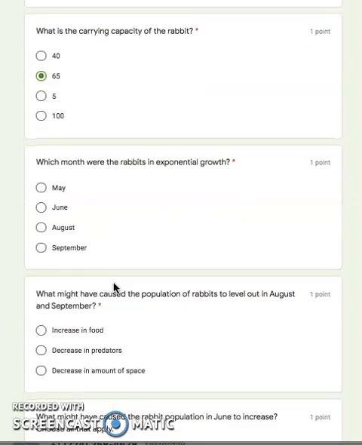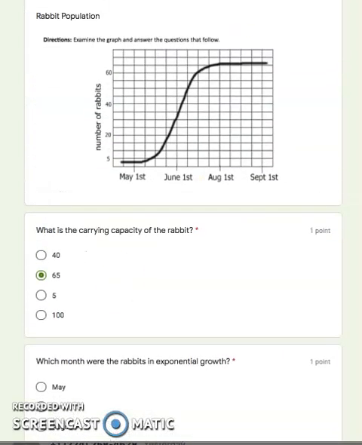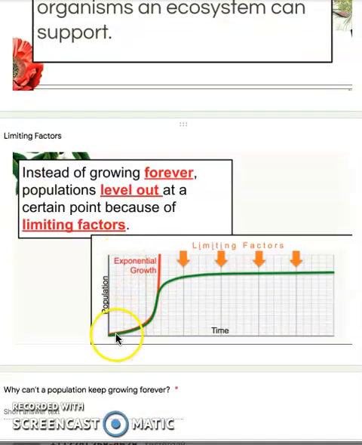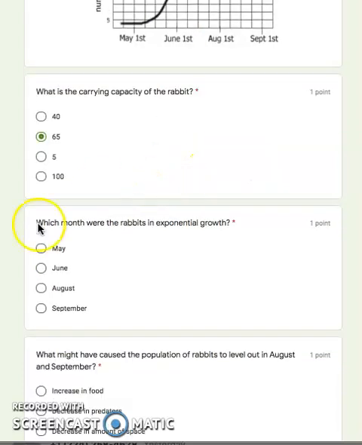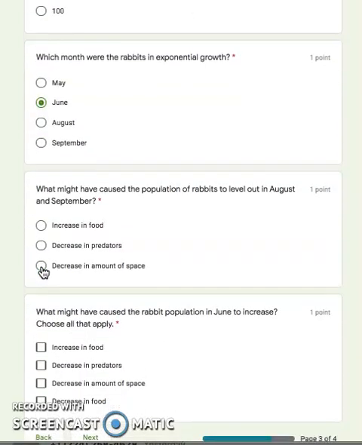Next question, which month were the rabbits in exponential growth? Remember, exponential growth is when this red line right over here, when a population grows without stopping, very drastically. And that seems to happen in this rabbit population around this time, which is in June. So your answer should be June.